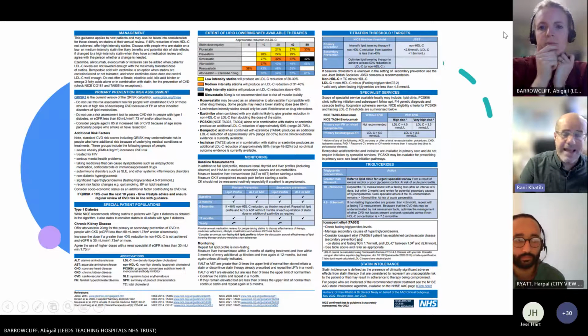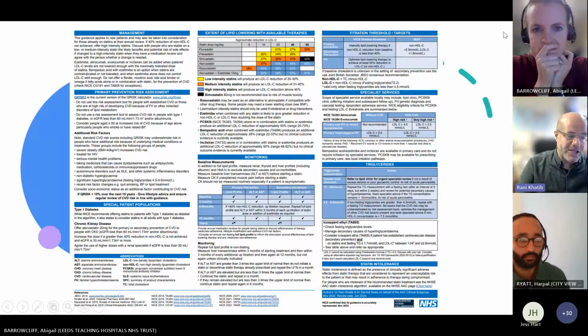Then you've got the monitoring element. What do you monitor in addition to the full lipid profile? When do you monitor transaminases, and how often should you be doing that? If any, what happens if the transaminases are slightly high? Is every elevation in transaminases significant or not? It's all detailed in there.